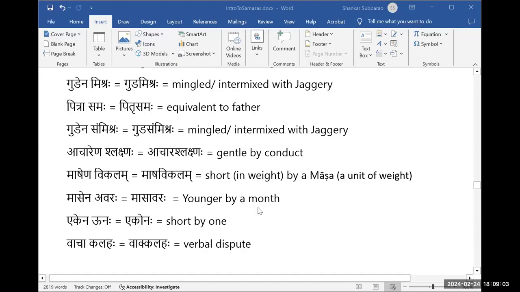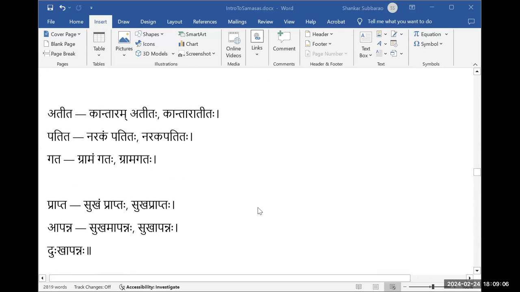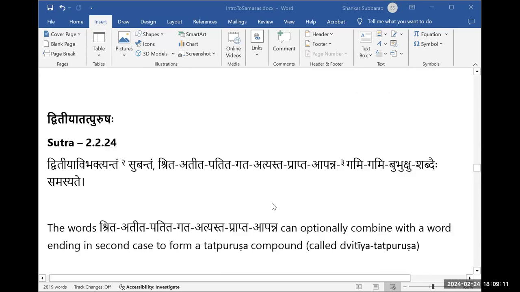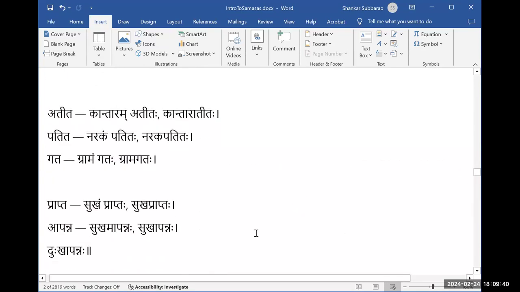All right. So now this is what we had seen last time, okay? So these are the last words we saw. Trtitya Tatpurusha, we saw the words are ati, shrita, atita, patita, gata, atyasta, prapta, apanna. These are clean. These come from the sutra. Extensions, additions here, are not part of the sutra. Gami, Gamyadi, Bubukshu, Shabdaihi Samasyate. This is added by Samskrita Bharati for our convenience. And that is what I showed you. That's actually there in the Kashika commentary.